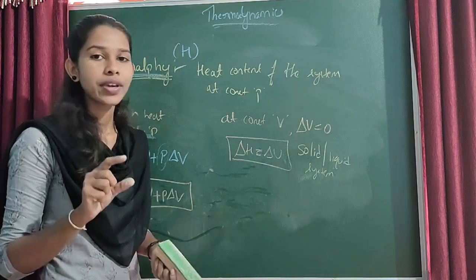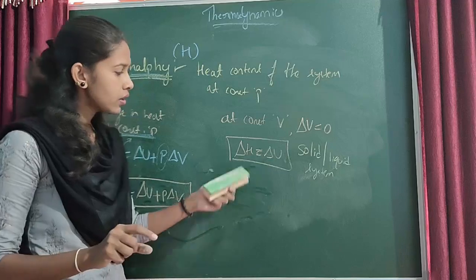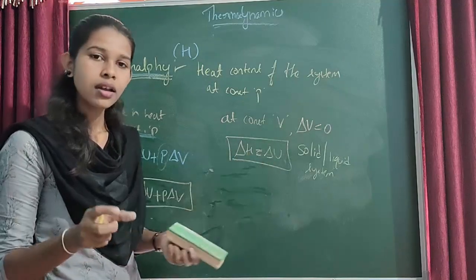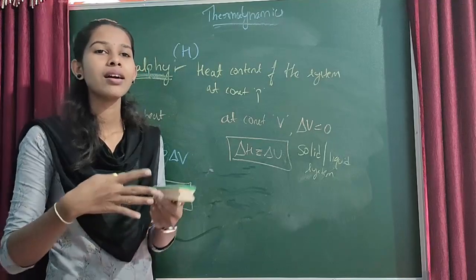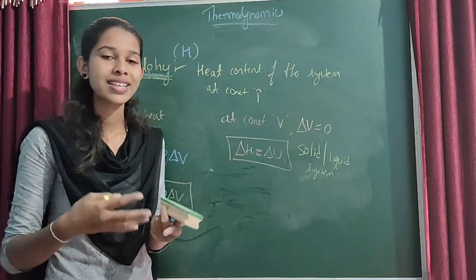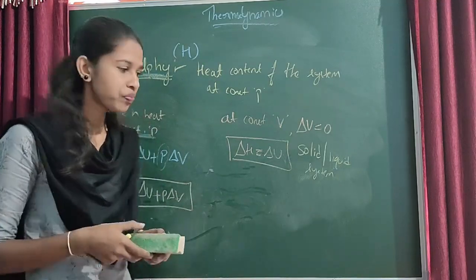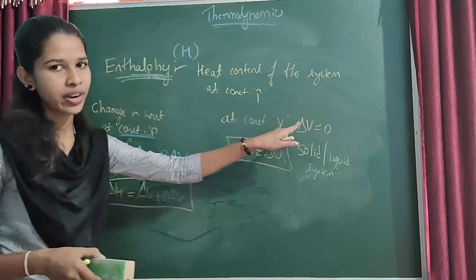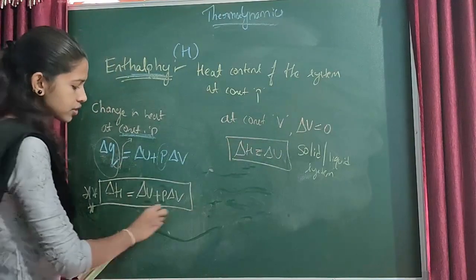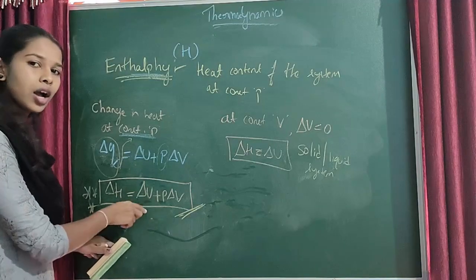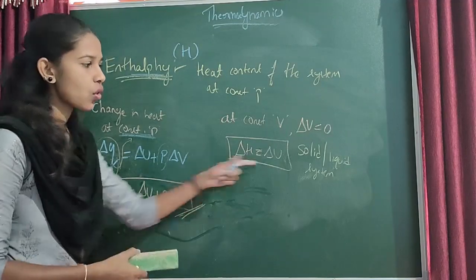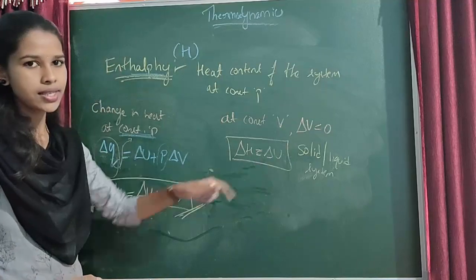But in the case of a gaseous system, this is not the case. If you consider any gaseous system, upon heating there will be a considerable change in volume. Hence, delta V cannot be equal to 0 for any gaseous system. And for gaseous systems, this equation holds good. The first is particularly applicable for gaseous systems, and for solid or liquid systems, the other equation is applicable.